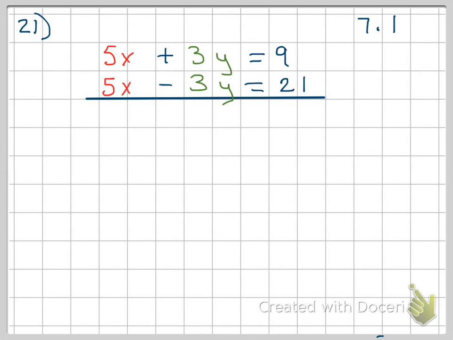Number 21 says, solve the following simultaneous equations. Show your steps and check your answers. Okay, so I've put the number set that belongs with x in red and the number set that belongs with y in green. Our top equation is 5x plus 3y equals 9. And our bottom is 5x minus 3y equals 21.